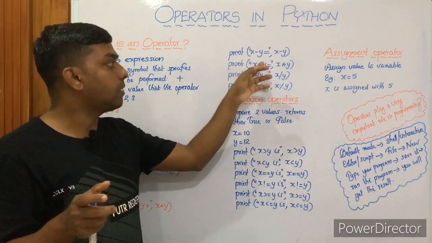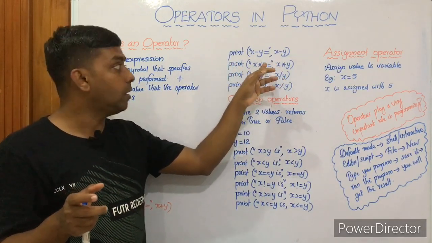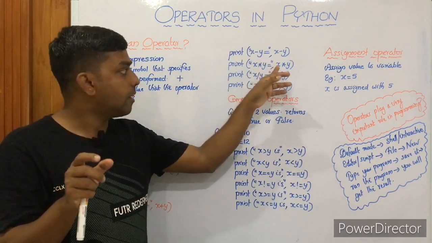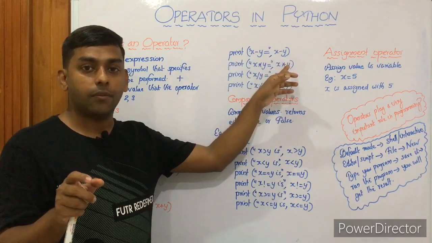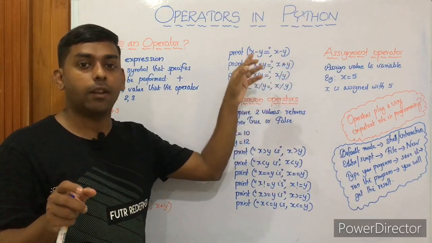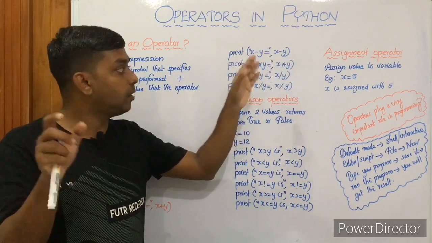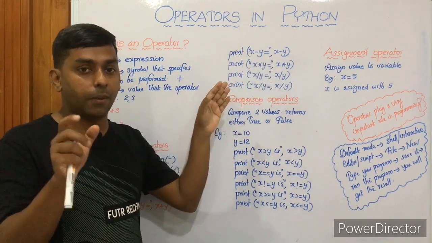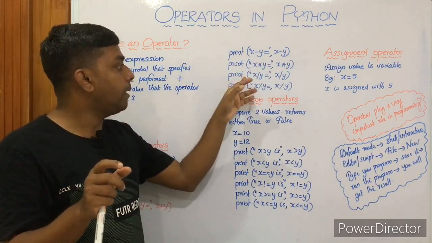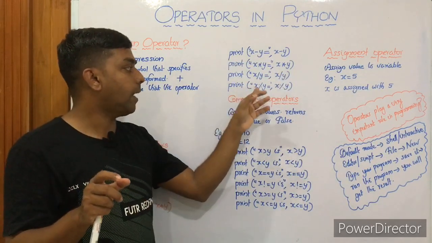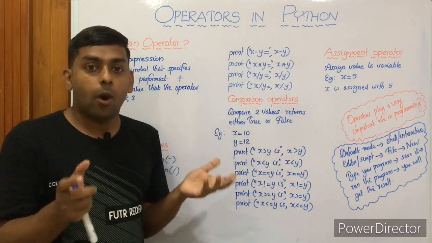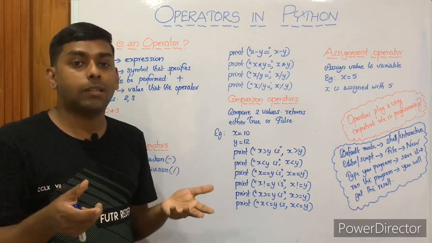The same way, print x into y equal to. So x into y equal to will be printed as such. Then x into y, comma, x into y. The value of x is 5, y is 3. 5 into 3, 15. So x into y equal to 15 will be printed. Okay. Then print x divided by y equal to x divided by y. Print x mod y equal to x mod y. The operator is modulus. Okay, modulus operator.